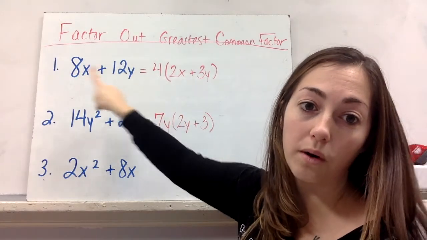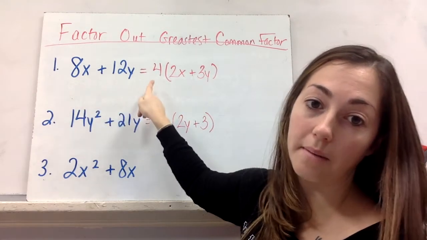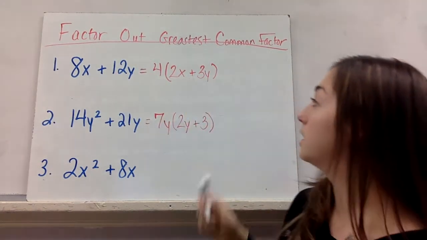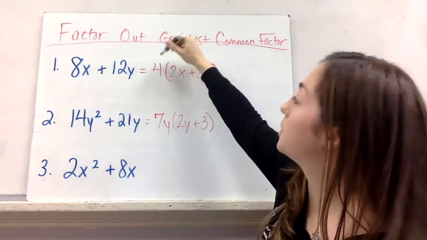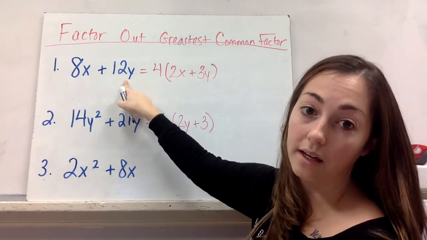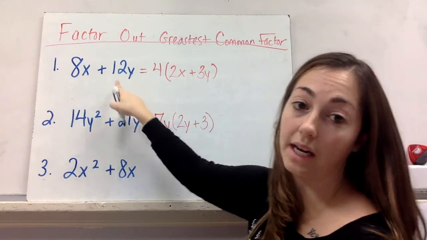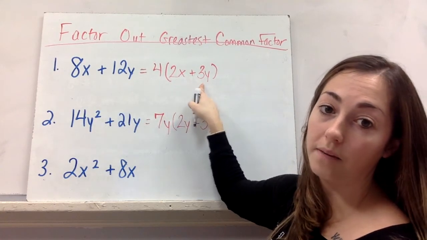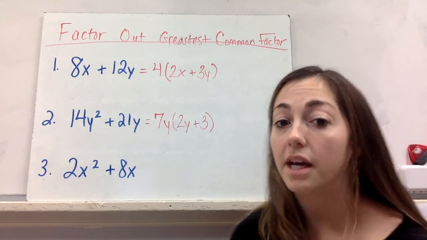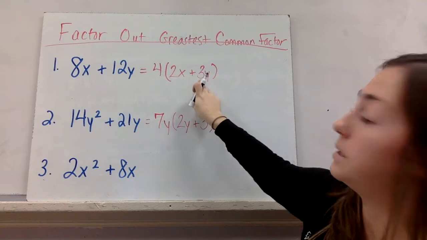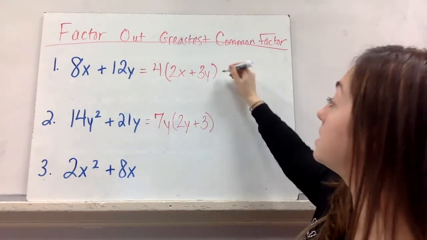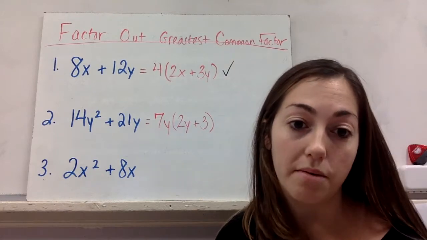And 8x divided by 4 gives me 2x, plus 12y divided by 4 gives me 3y. Because remember, this has to be equal. So when you multiply back out, you would get 8x and 12y, right? When you multiply 4 times 2x, you get 8x, plus 4 times 3y, you still should get 12y. So they have to be equivalent. If there was more to pull out, we would. But between 2 and 3, there's nothing else I can pull out. And between x and y, I can't. So I'm done. This is factoring out my greatest common factor.